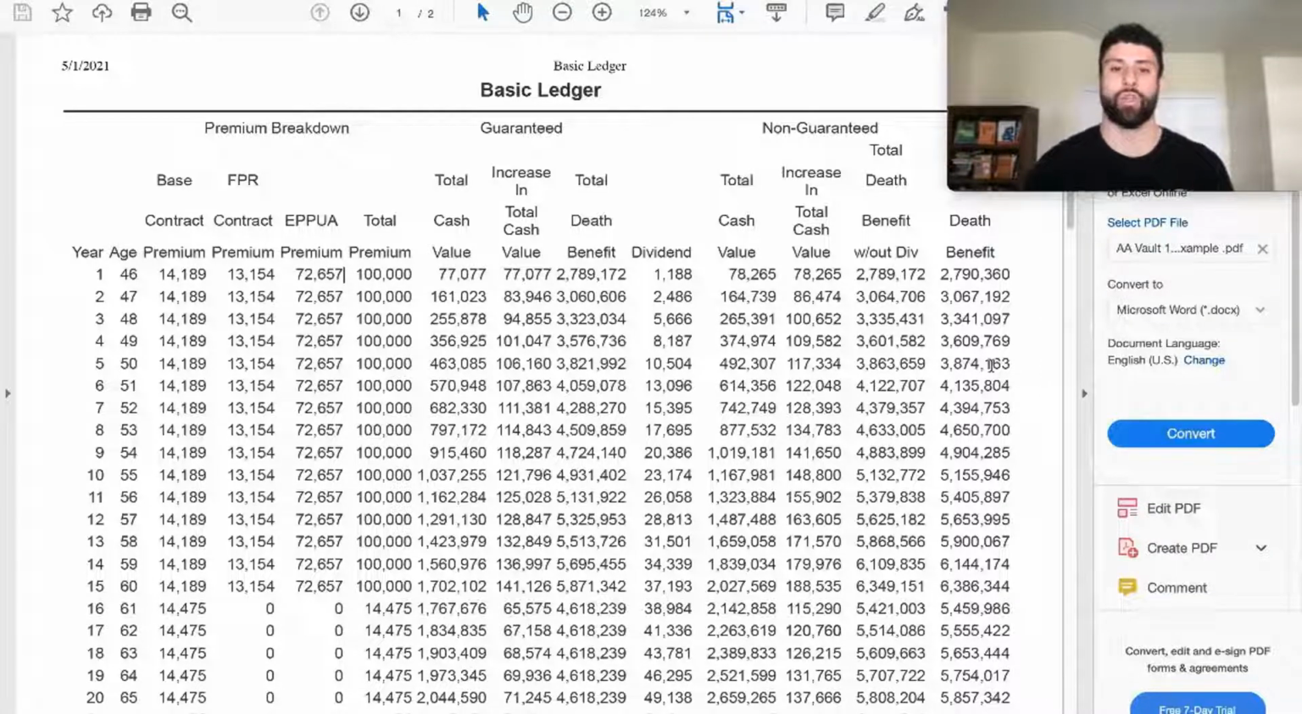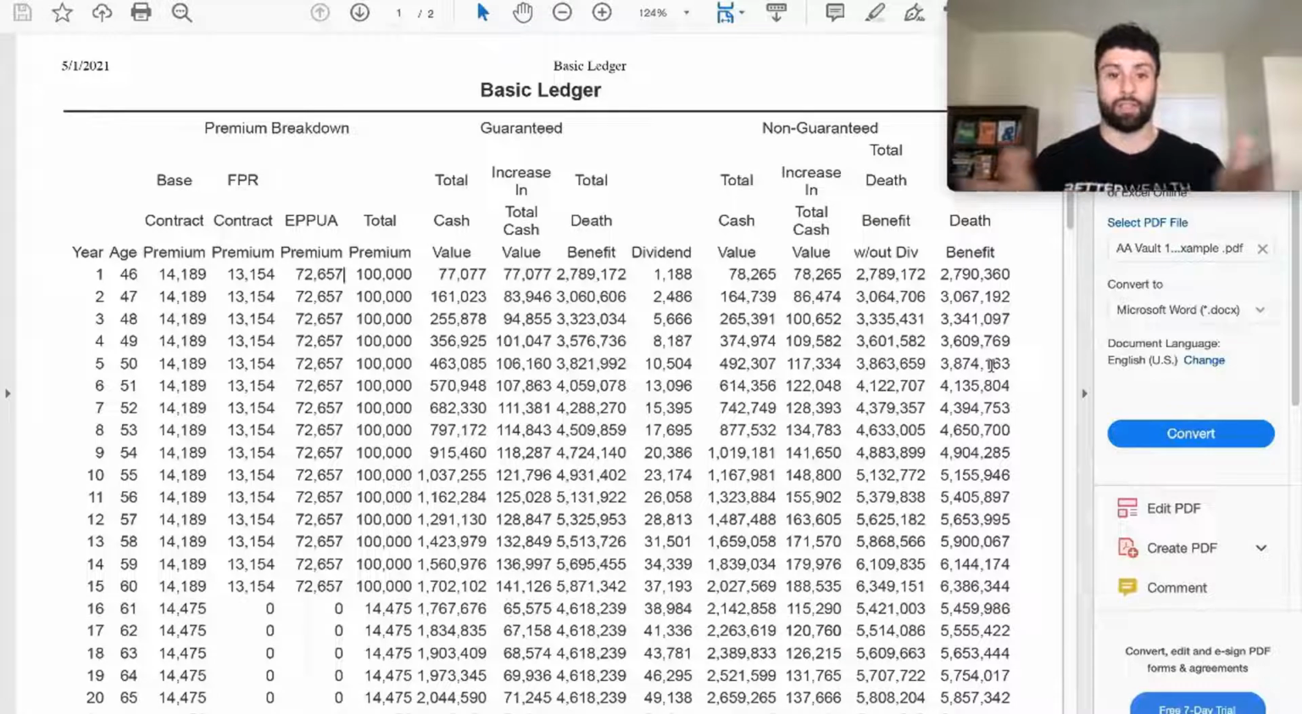But because we're doing a term rider, what we're doing is essentially increasing the death benefit so we can shove more cash into it without the policy necking. And what we don't want the policy to do is MEC, which is a modified endowment contract, which is just essentially saying that we no longer get the tax benefits that come with life insurance.